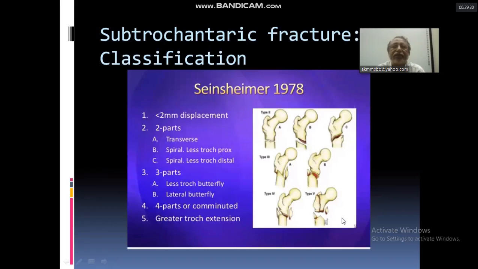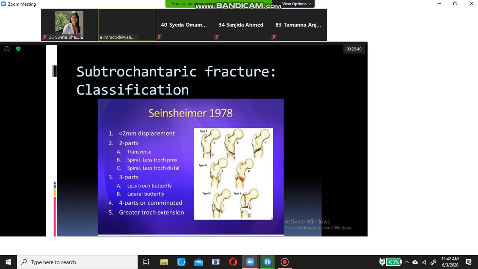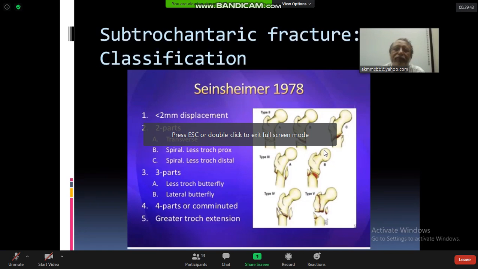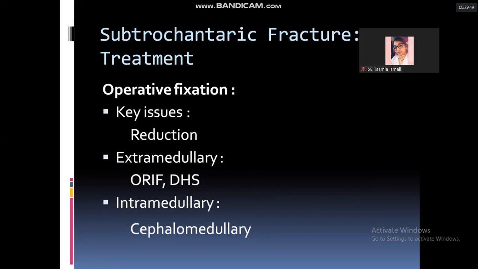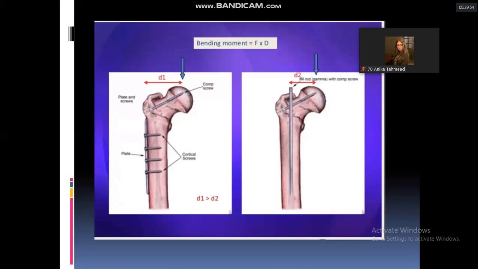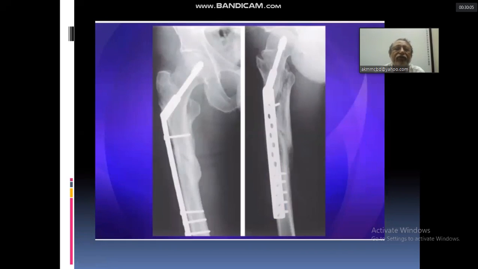So, subtrochanteric fracture. A trochanteric fracture is a fracture which occurs between the lesser trochanter and the greater trochanter. A subtrochanteric fracture is distal to the lesser trochanter. Usually, all of them are unstable, very unstable. And you need open reduction. Cephalomedullary nail is very good. But you can use also dynamic hip screw or other types of plates and screws. You need a very long plate.